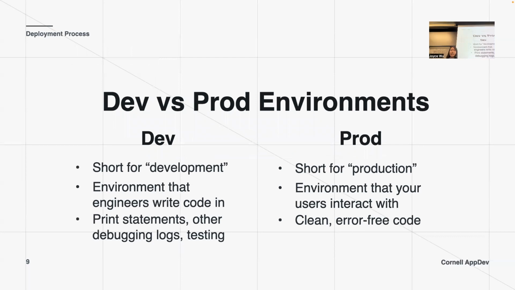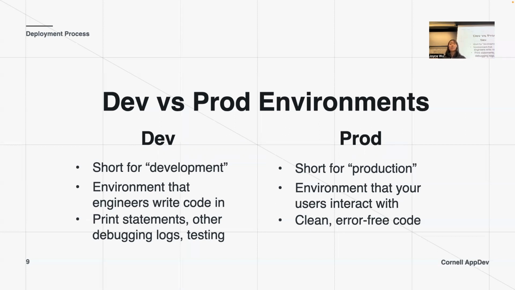Before we get into the actual process itself, we're going to define two particular environments that an app might live in. So we have a dev environment and a prod environment, right? They're just shortened versions of their longer words. A dev environment is short for development, and a prod environment is short for production. The dev environment is, as the name suggests, where all of your development happens. You write code there, you test code there. You might have some messy things like print statements and debugging logs to help ensure that your code is working the way you want it to work.